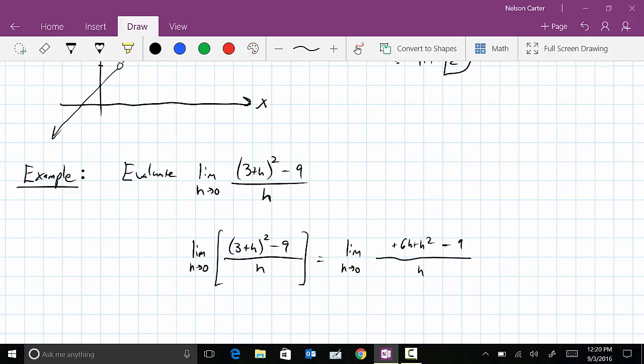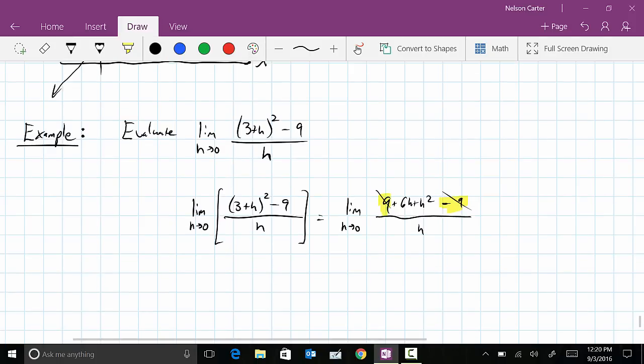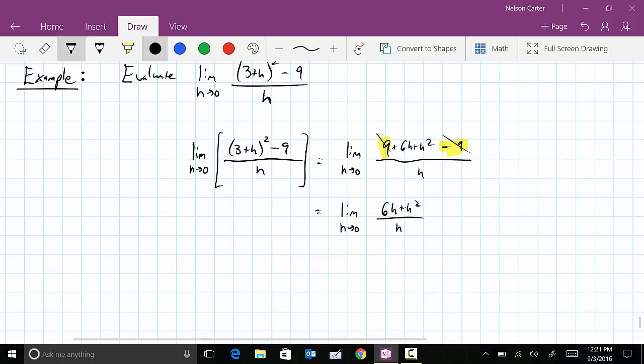So remember, also 3 squared is 9, right? And so now let's see here. This 9 and this negative 9 are going to add together to get 0. So now we're left with the limit as h approaches 0 of 6h plus h squared all divided by h. But now we could factor out an h in the top, and we're left with h times (6 plus h) all divided by h.